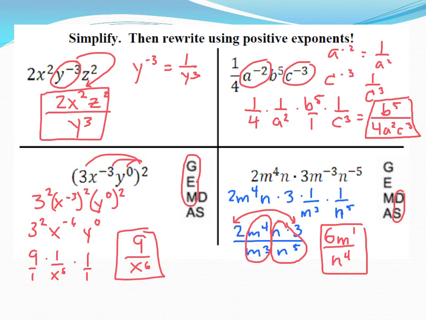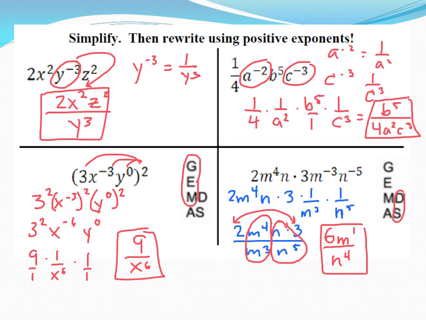Okay, next one's a little more challenging. There's multiple ways in which you can do this to start. So I did this a different way. What I did is I took my negative exponents and I made them positive by rewriting this as 1 over m to the third and 1 over n to the fifth. And what I then did is you can think of all these as being multiplied together. I multiplied all the numerators, 2, m to the fourth, n, 3, 1, and 1. Now I didn't do it here, but really 2 times 3, that's going to give you 6. So I did that at the very end.